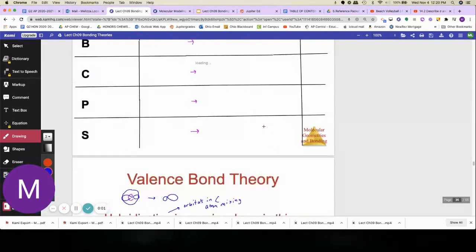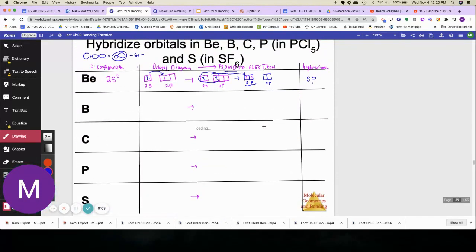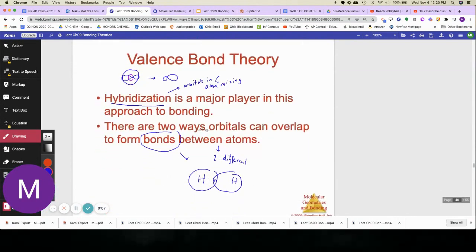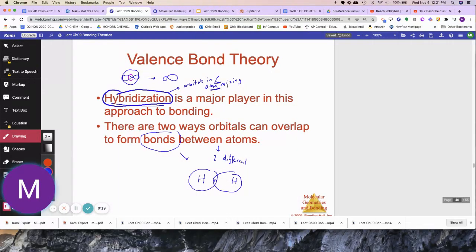Together, we looked at hybridization of orbitals within the same atom. Valence bond theory talks about hybridization as well. Remember that hybridization happens within the same atom, so in a carbon atom, those orbitals are mixing together.